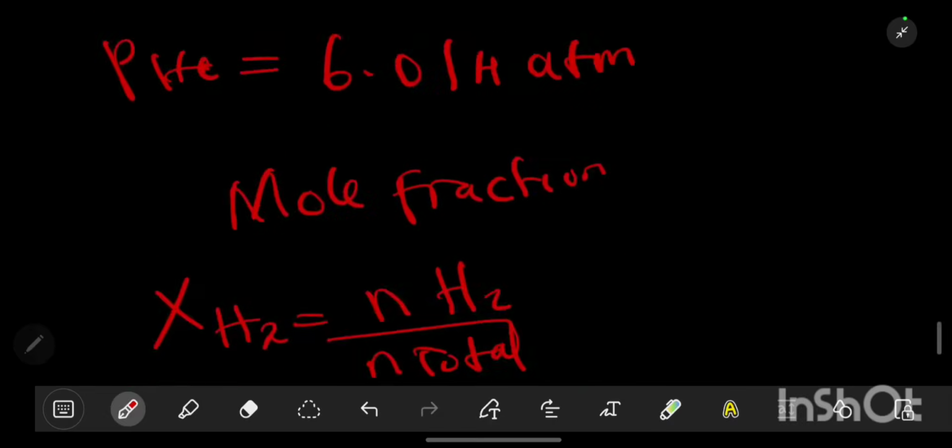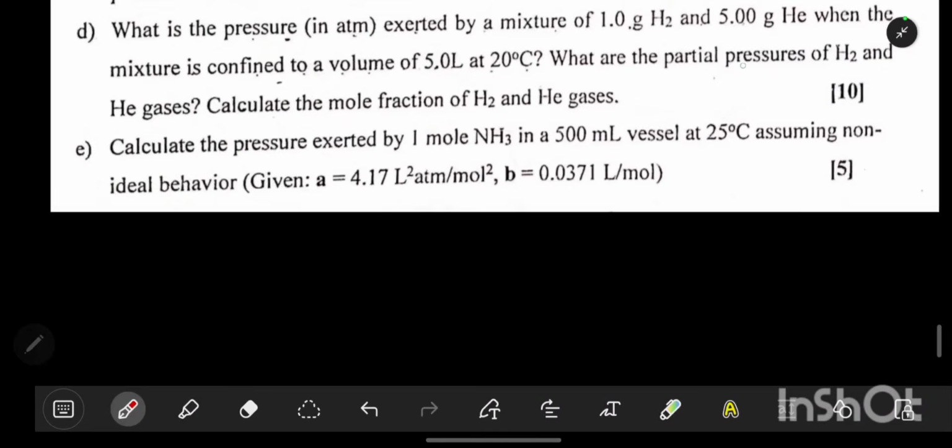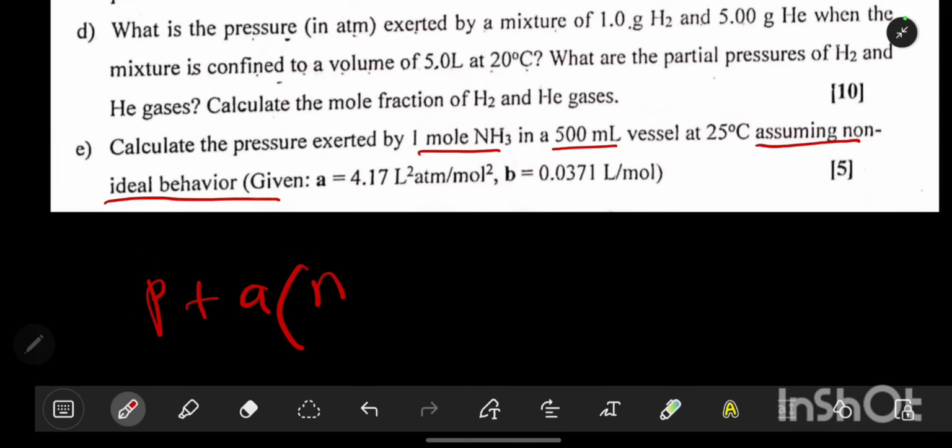That is what it's going to give us. Is there? Yes, we have done that question. So for E, it says to calculate the pressure exerted by 1 mole of ammonia in this vessel, assuming non-ideal behavior. So we are going to have our P plus our A, then we have our n over V, then we have squared.